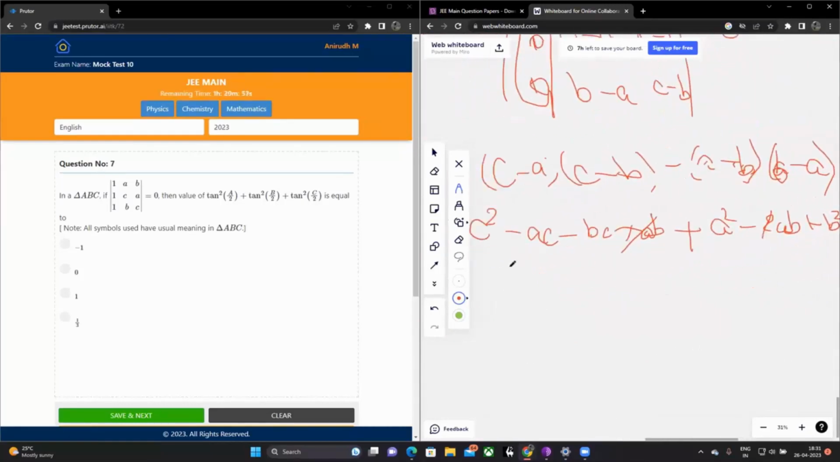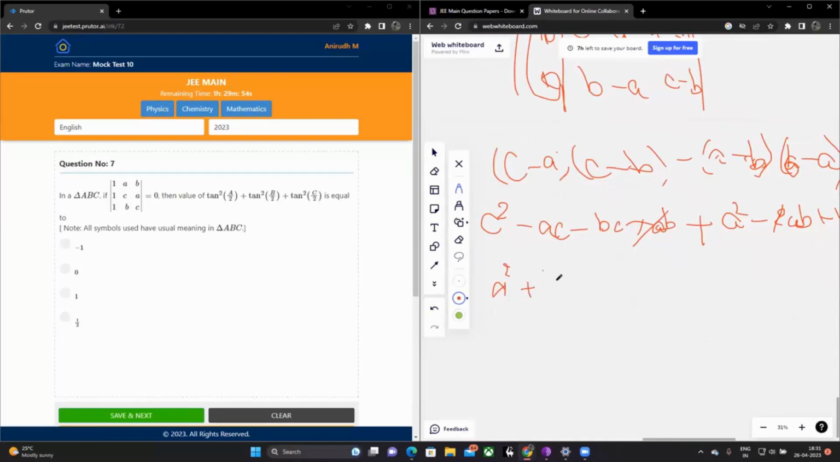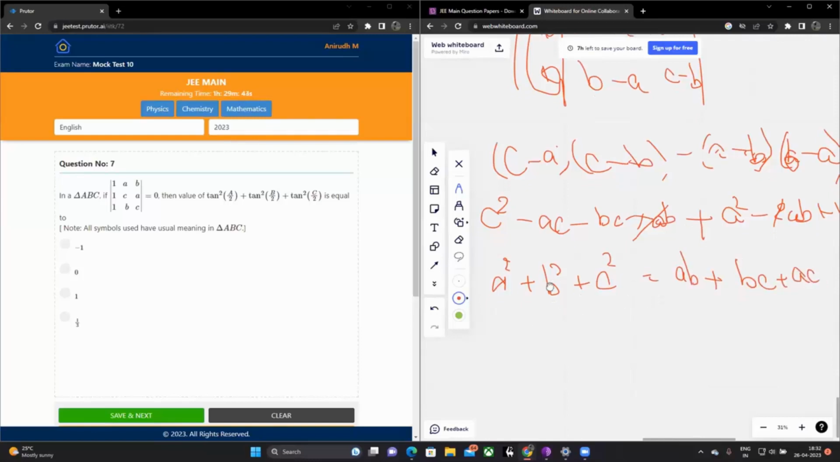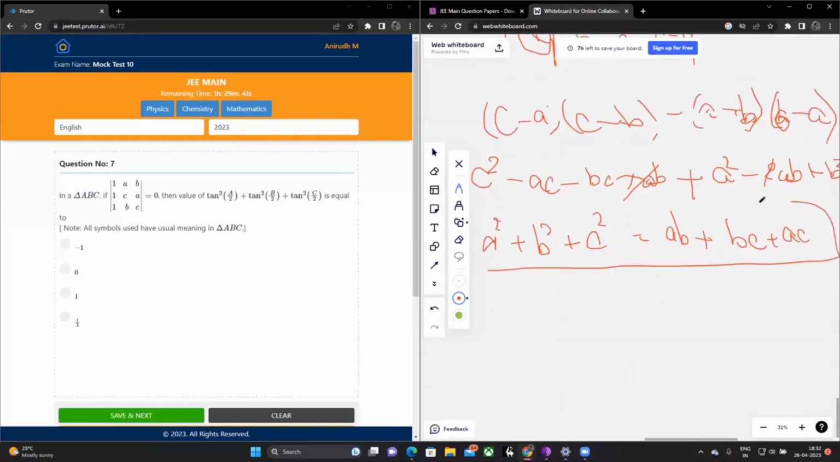So you have the equation a square plus b square plus c square equals ab plus bc plus ac, right? I'm not going to prove this now, but this property only holds in a triangle when the triangle is equilateral, right? So basically you have this suggestion that the triangle is equilateral.